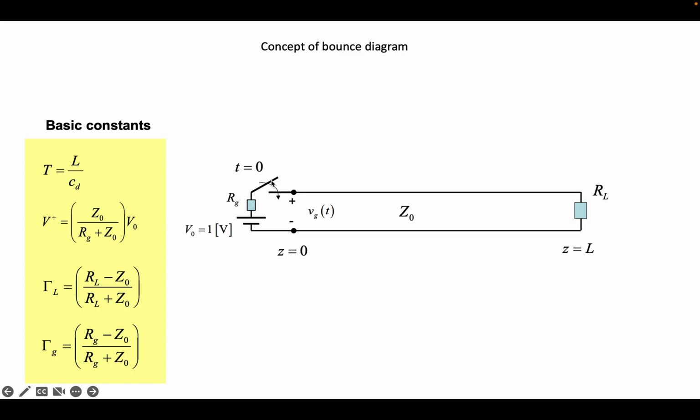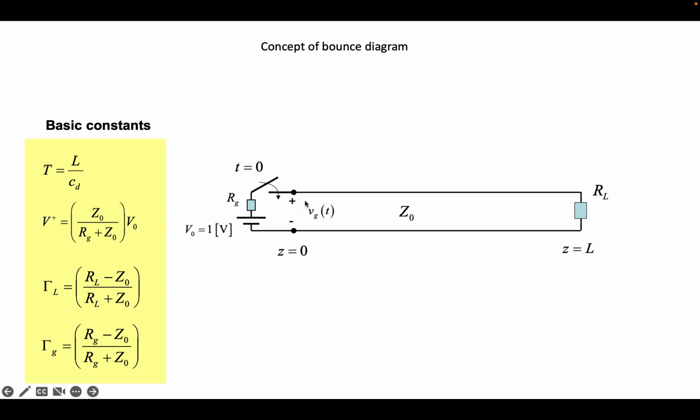Okay, so first of all, one can ask what will be the value of the voltage at Z equal to 0 after you close the switch, right? Since the battery has some internal resistance, there will be a voltage divider, so the voltage will divide, right? So let's go through all of this. First, what is the transit time? The transit time will be just L upon c, right, where c is the speed.